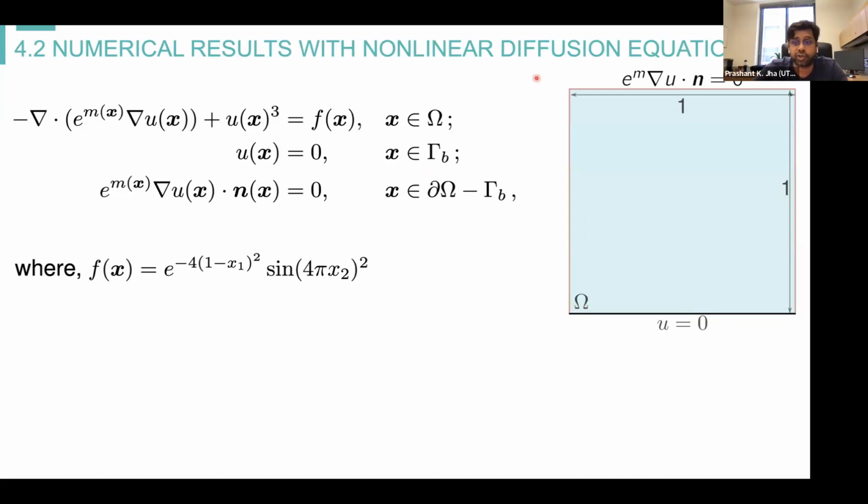We consider a square domain. It's a simple nonlinear diffusion equation. Here you have this linear diffusivity, and then you have this nonlinearity sitting here, U cube. And then f is some prescribed function over the domain. We have a Dirichlet boundary condition on this part of the boundary, and we have zero flux on the remaining part.